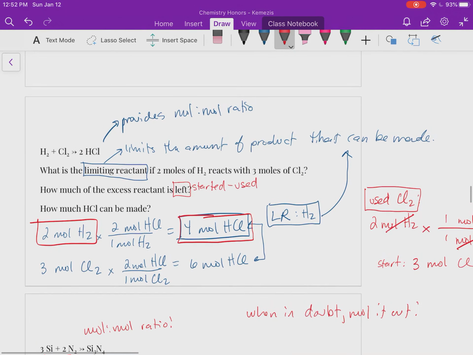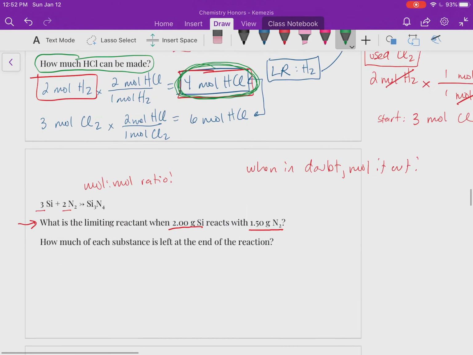And I actually didn't finish the slide up here. It says how much HCl can be made. We already answered that question. I'm going to circle it in green. We figured out, based on doing the limiting reactant, how much HCl can be made. We can make 4 moles of HCl.